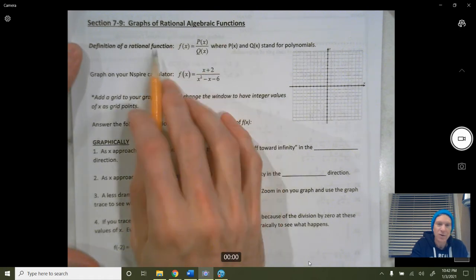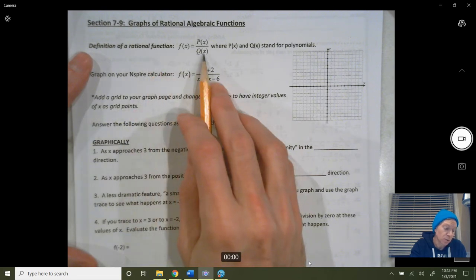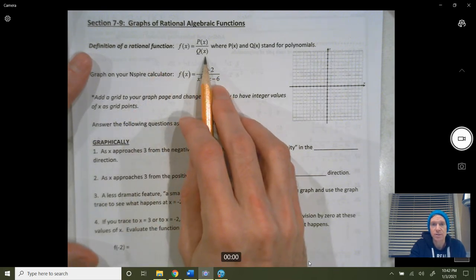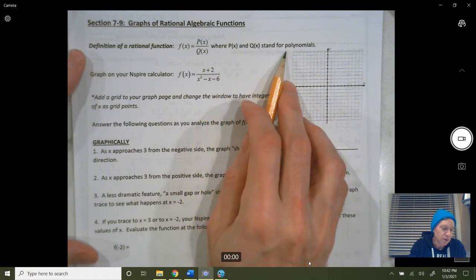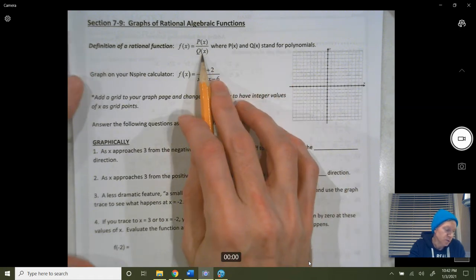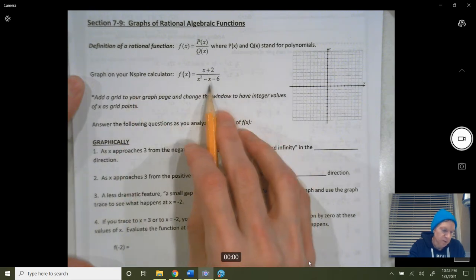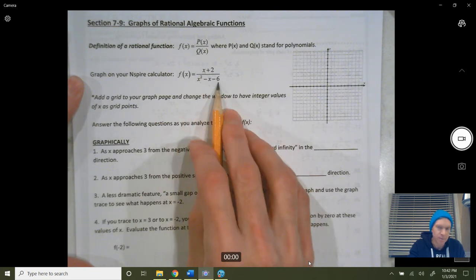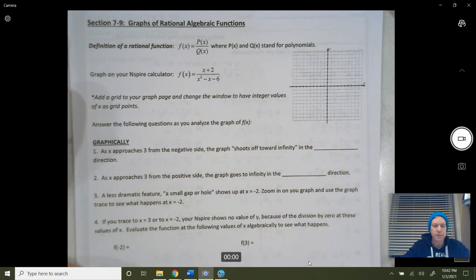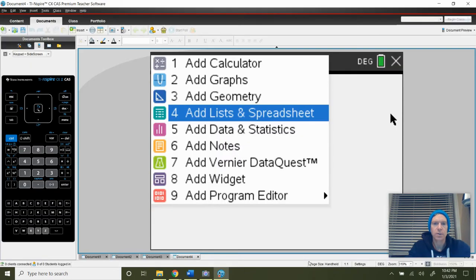A rational algebraic function is something where you've got a ratio of two different functions, p of x and q of x, which stand for polynomials, and you have one of them over the other. So graph this on your Inspire. There's a polynomial on the top, a polynomial on the bottom: a linear binomial on the top, a quadratic trinomial on the bottom. To graph this on your calculator, we're going to go to our calculator.